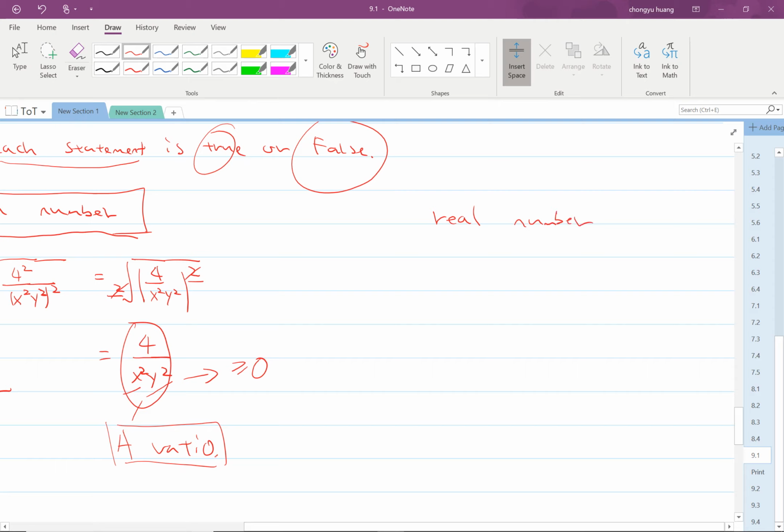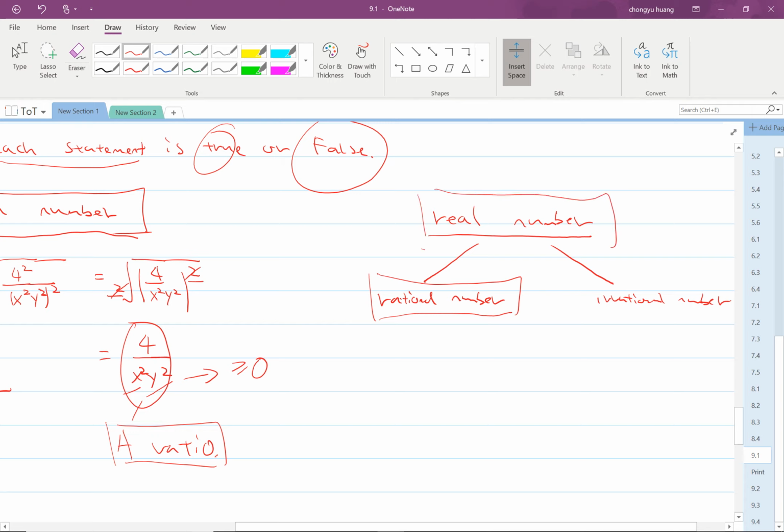Every number will be included in the real numbers, and then in the real numbers we have two separate parts. We have the rational numbers, which are a part of the real numbers, and then we have the irrational numbers, which are also another part. So if a number is a rational number, it's going to be a real number.